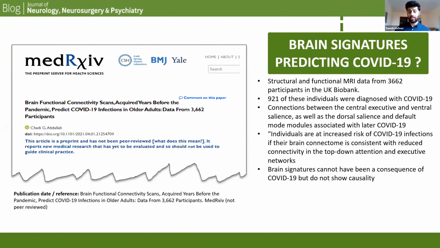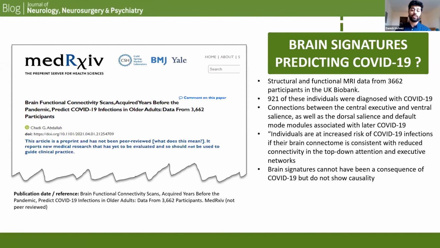Now, the interesting part of this study was that the imaging was done, on average, about 3 years before the individuals contracted COVID-19. That way we know that the brain signatures they were evaluating couldn't have been a consequence of COVID-19 and may have shown some predictive element. They used a machine learning algorithm to back translate and see what brain signatures were associated with COVID-19. They found that certain functional regions, such as central executive and ventral salience connections, and others were associated with an increased later risk of COVID-19.